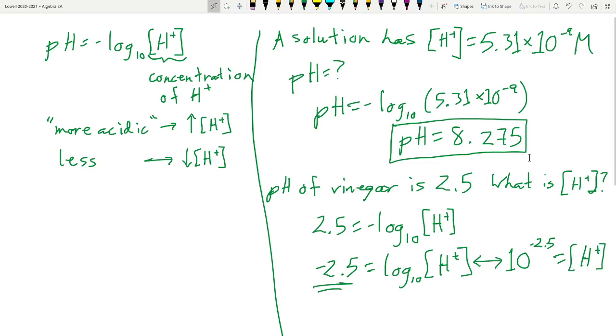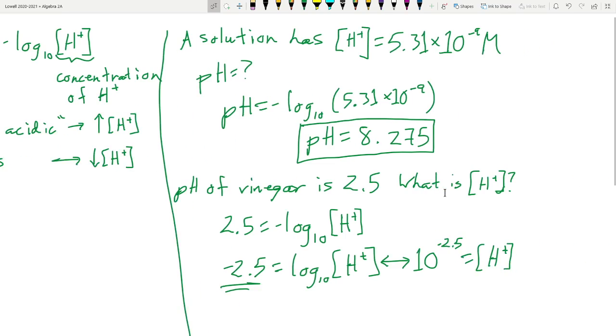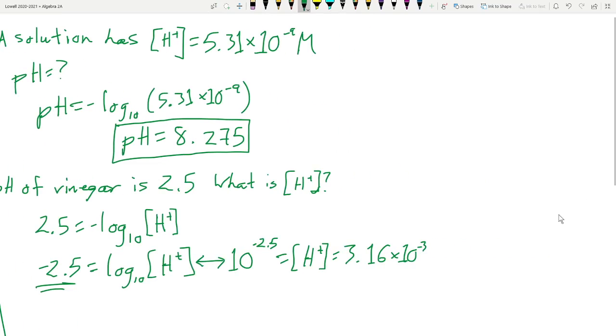Okay, so we can actually calculate this now, and I'll just do that. So we have 10 raised to the negative 2.5, and that's going to be equal to, now usually you're going to want to put this in scientific notation because this number will be relatively small, but I get 3.16 times 10 to the negative 3. Right there. And the units that come out of this are molar, by the way. Don't worry how the units work out at this point in time.